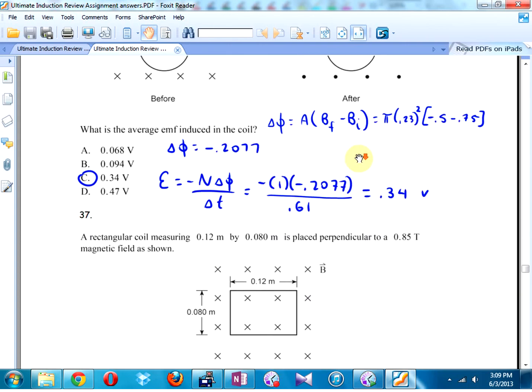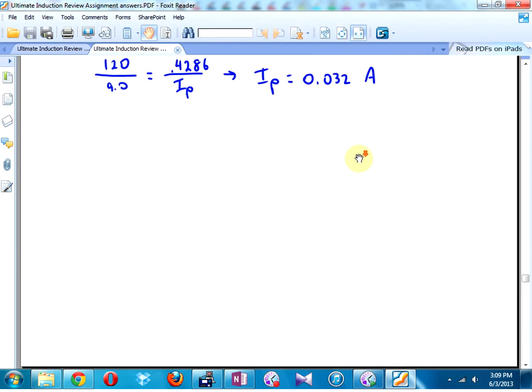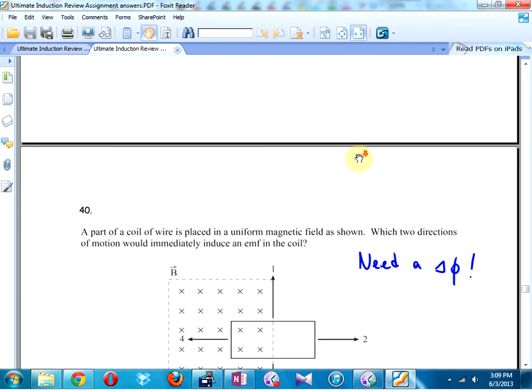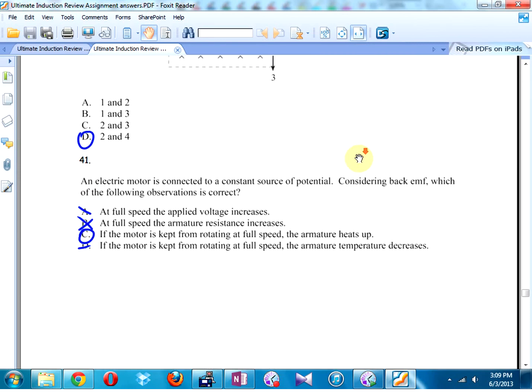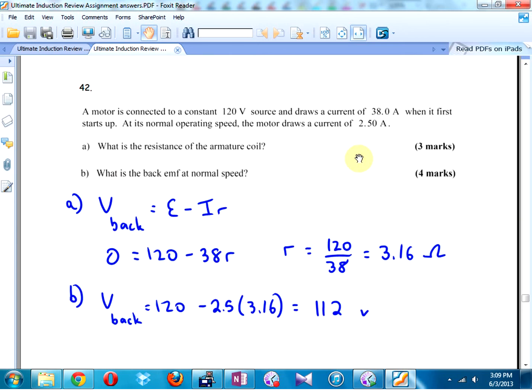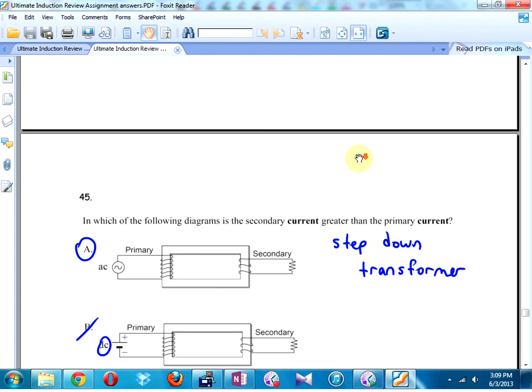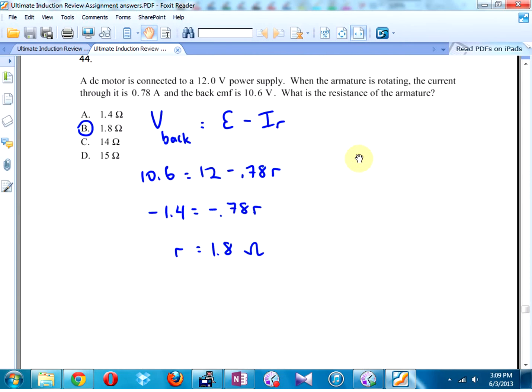Sure. 36 I like. 38 I like. Sure, 42, again, find the resistance first, knowing that the back EMF is 0, and then find the back EMF. So 42 is what you'll see on the test. Different numbers, obviously. Oh, that's straight plug and chug, multiple choice.